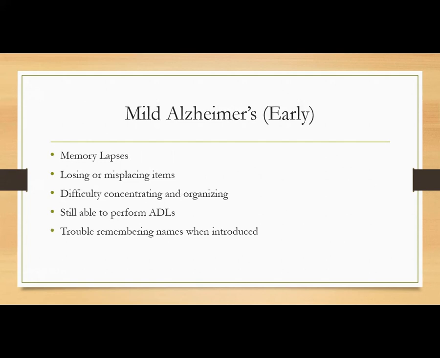So in this scale, what you'll have is mild Alzheimer's or early Alzheimer's. And what they will see are things like memory lapses, losing or misplacing items, difficulty concentrating and organizing. They're still able to perform their ADLs, but they will have trouble remembering names when introduced. So it's hard to get their memories in line, and it's just like, I left my keys somewhere, but it's not big memory losses.